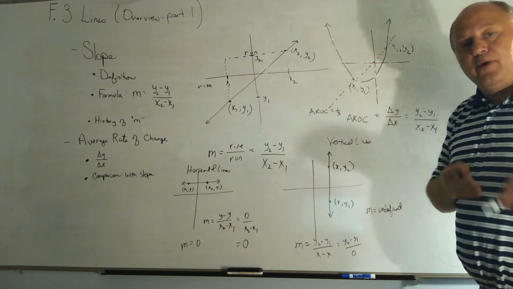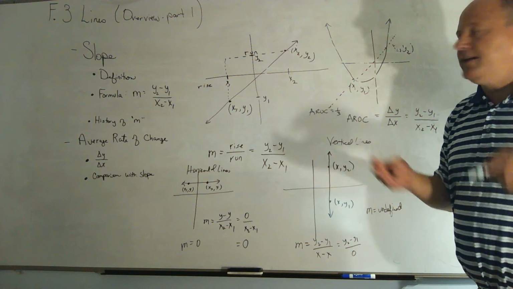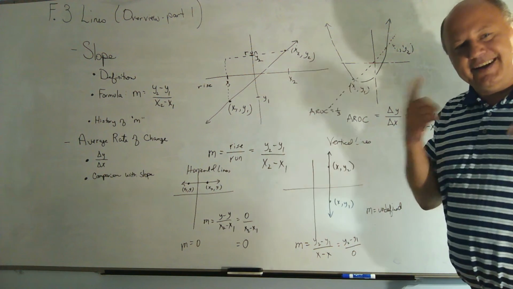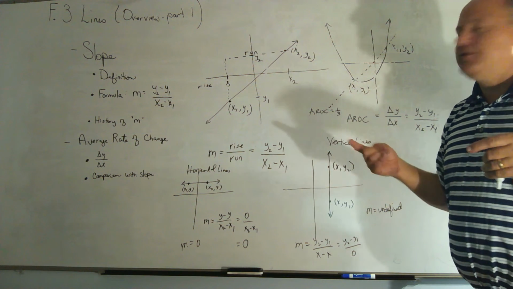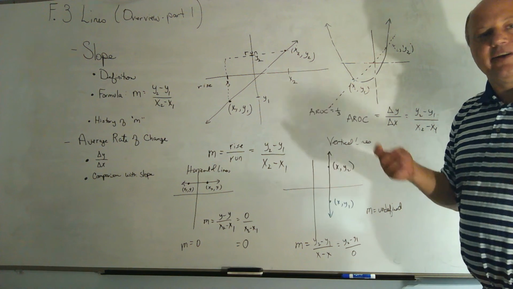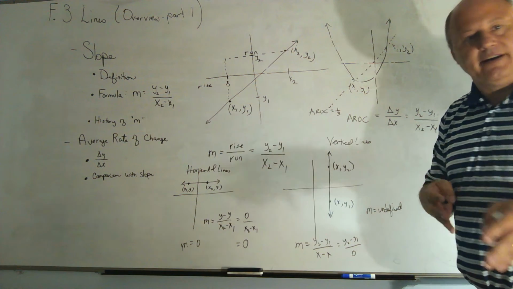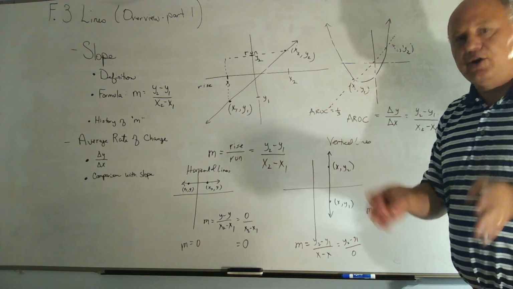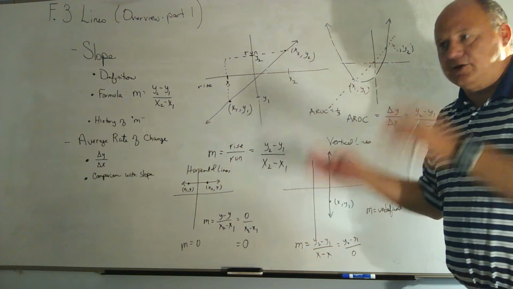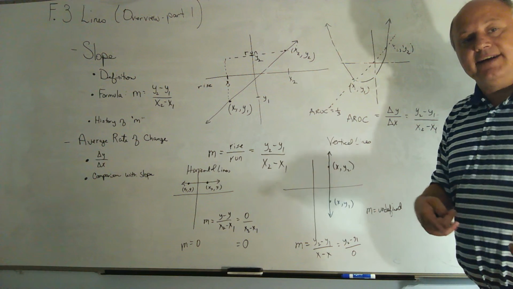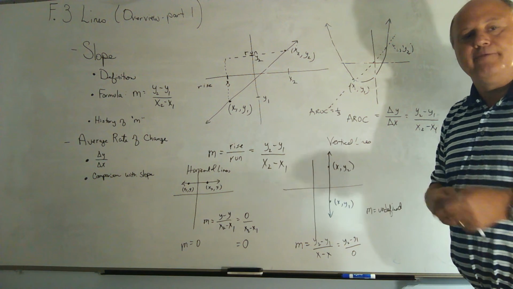From your point of view, you're not going to see much difference between the average rate of change and the idea of slope. But you've got to get it in your head that average rate of change deals with graphs that are not lines, whereas when you talk about slope, it's always the slope of a line. You never say the slope of a parabola. It's always the slope of a line. So that's the difference. The good news for you guys is that essentially you're using the same formula.